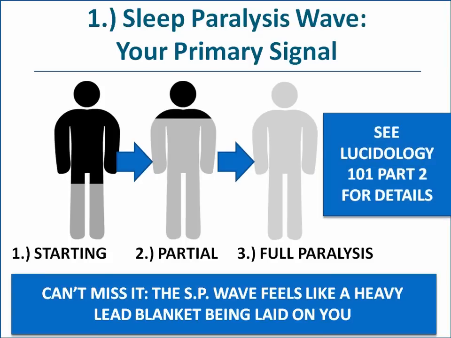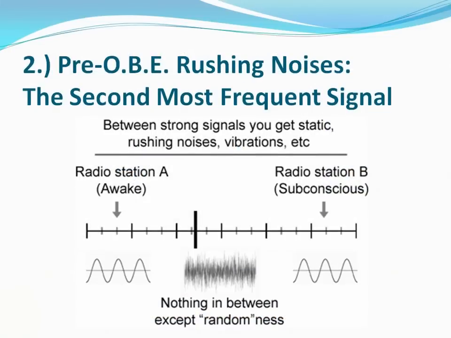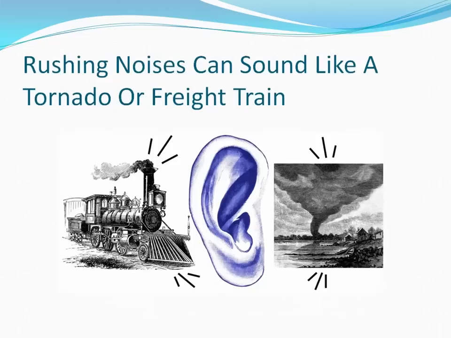The second road sign to watch for are pre-OBE rushing noises. When you tune in between stations on a radio, you get the sound of random static and white noise. Once you're back on a station again, things come in clearly. It's the same thing with OBEs. You start out completely focused in your normal waking environment, and as you drop into a subconscious focus, you pass through a kind of no man's land where you're not really conscious and you're not really subconscious. When you're tuned to that no man's land frequency, you hear rushing noises that sound like random static or a train rushing by. Here is about what vibrations sound like when you get into them.